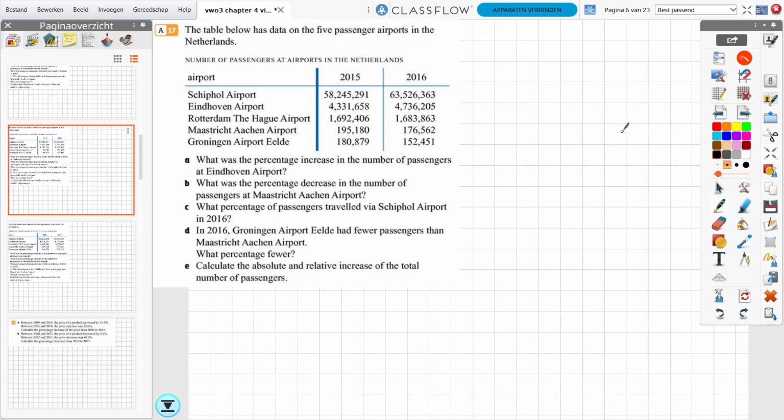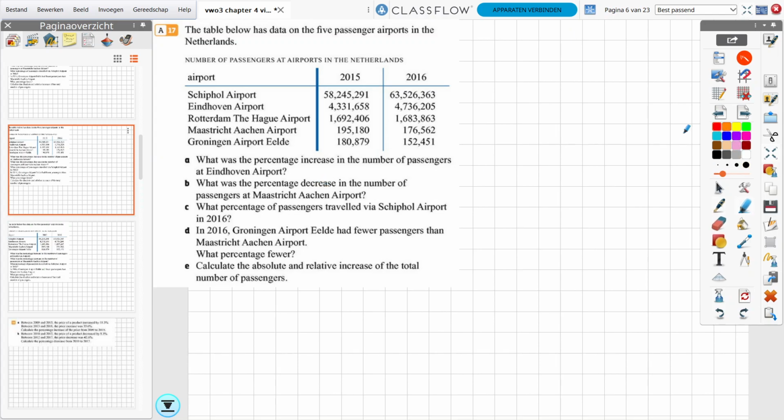The table below has data on 5 passenger airports in the Netherlands, and then we have an overview of the airports here: Schiphol, Eindhoven, Rotterdam, Maastricht and Groningen Airport. And then we have the number of passengers in 2015 and the number of passengers in 2016. It's quite straightforward, I think. A. What was the percentage increase in the number of passengers at Eindhoven Airport?